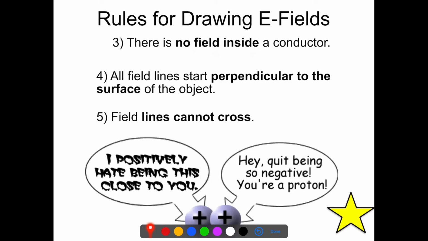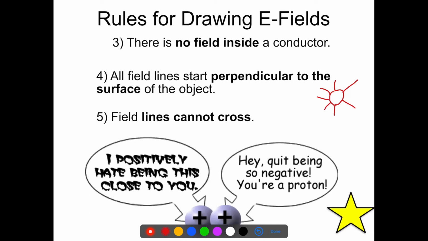And then number 4, all field lines start perpendicular to the surface of the object. So whenever we have that circle, you don't have anything like that. No, that just doesn't work. It has to go straight out. Always straight out.